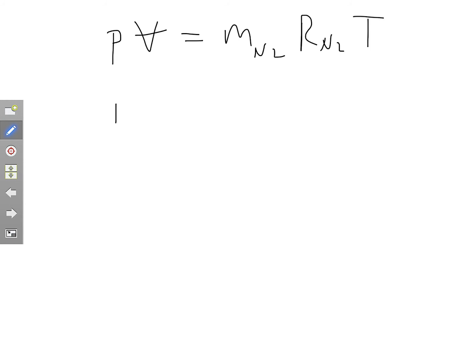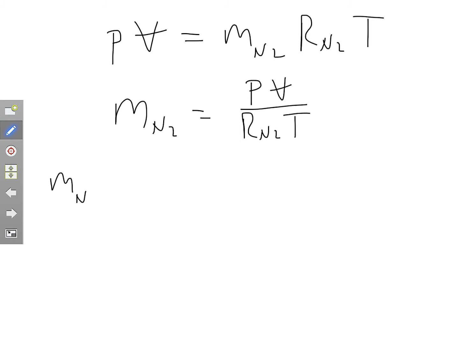So what we want to do is we want to use pressure times volume. We're going to use the mass form of the equation, and we're going to have R nitrogen times the temperature. And we're going to solve this for the mass. That's what we want. The mass of the nitrogen is going to be the pressure times the volume over the gas constant for nitrogen times the temperature. And we've already got all the pieces from the slide before.